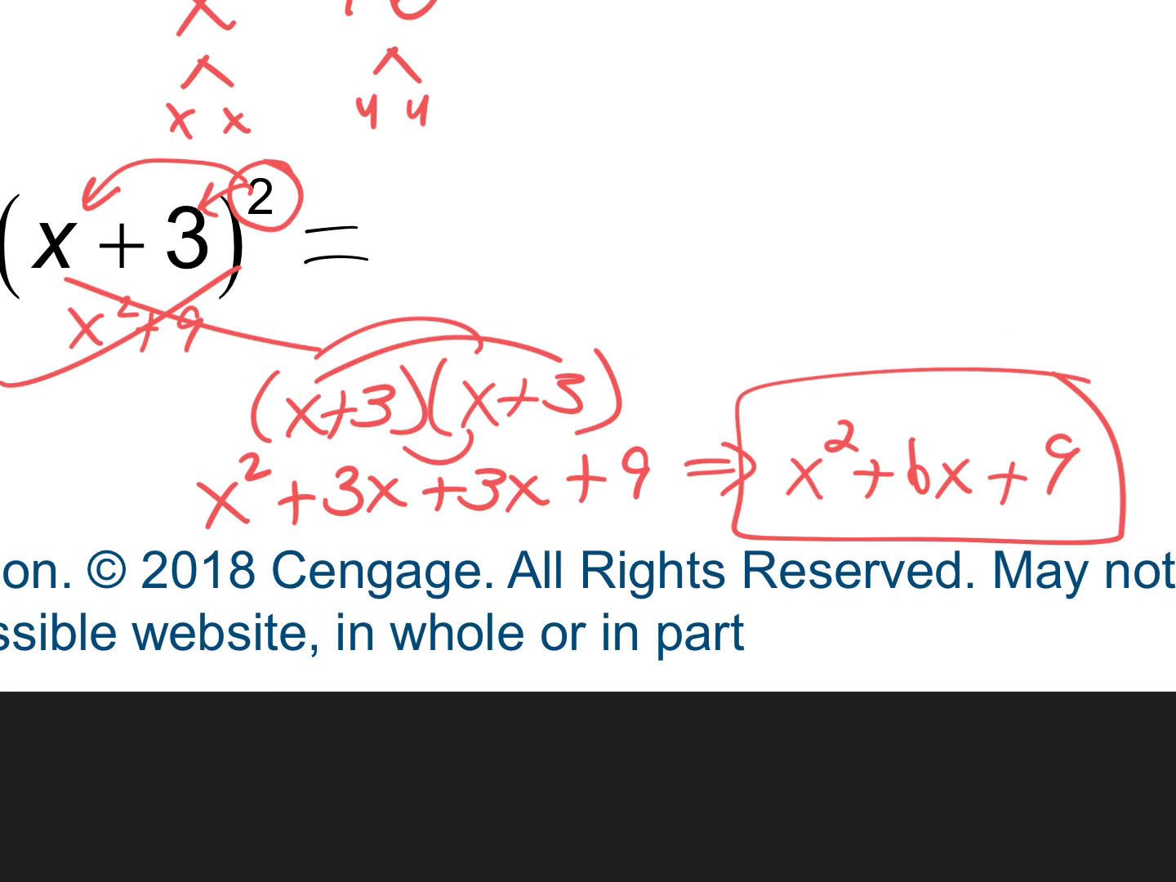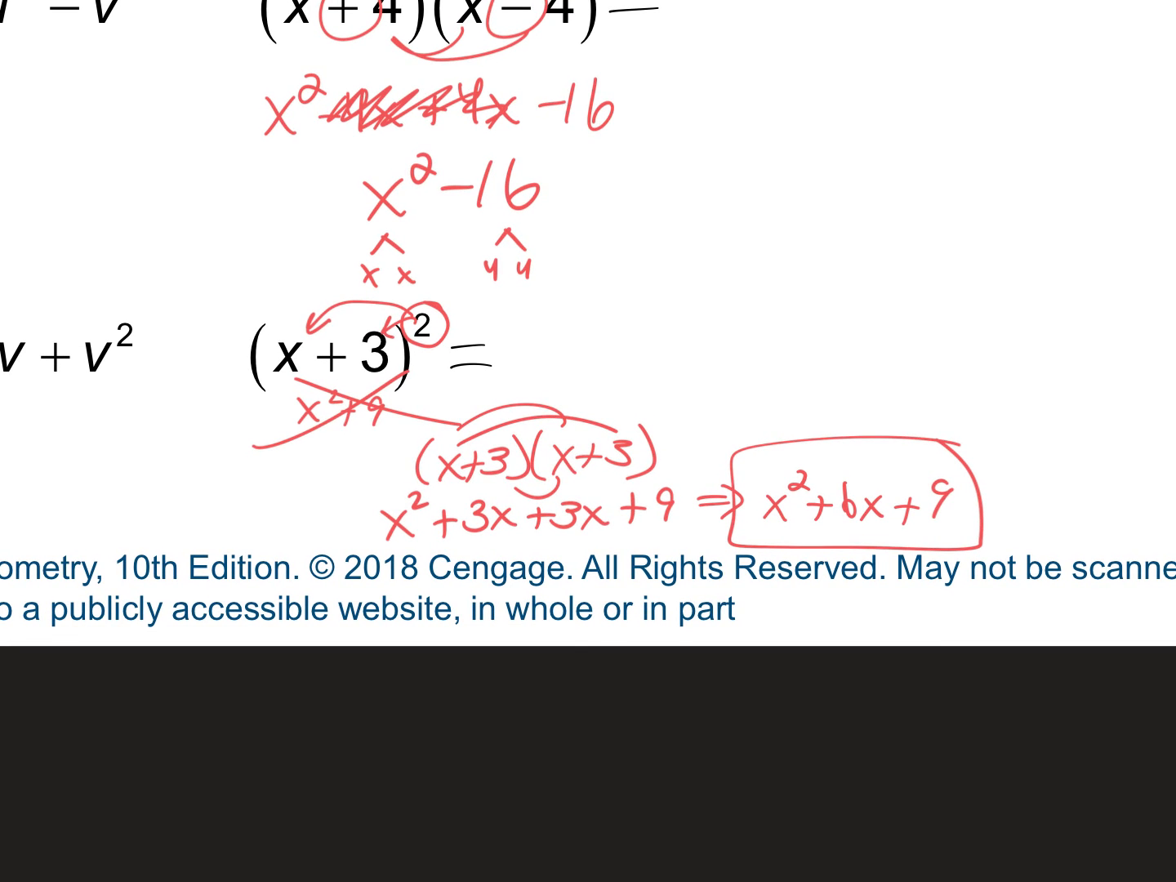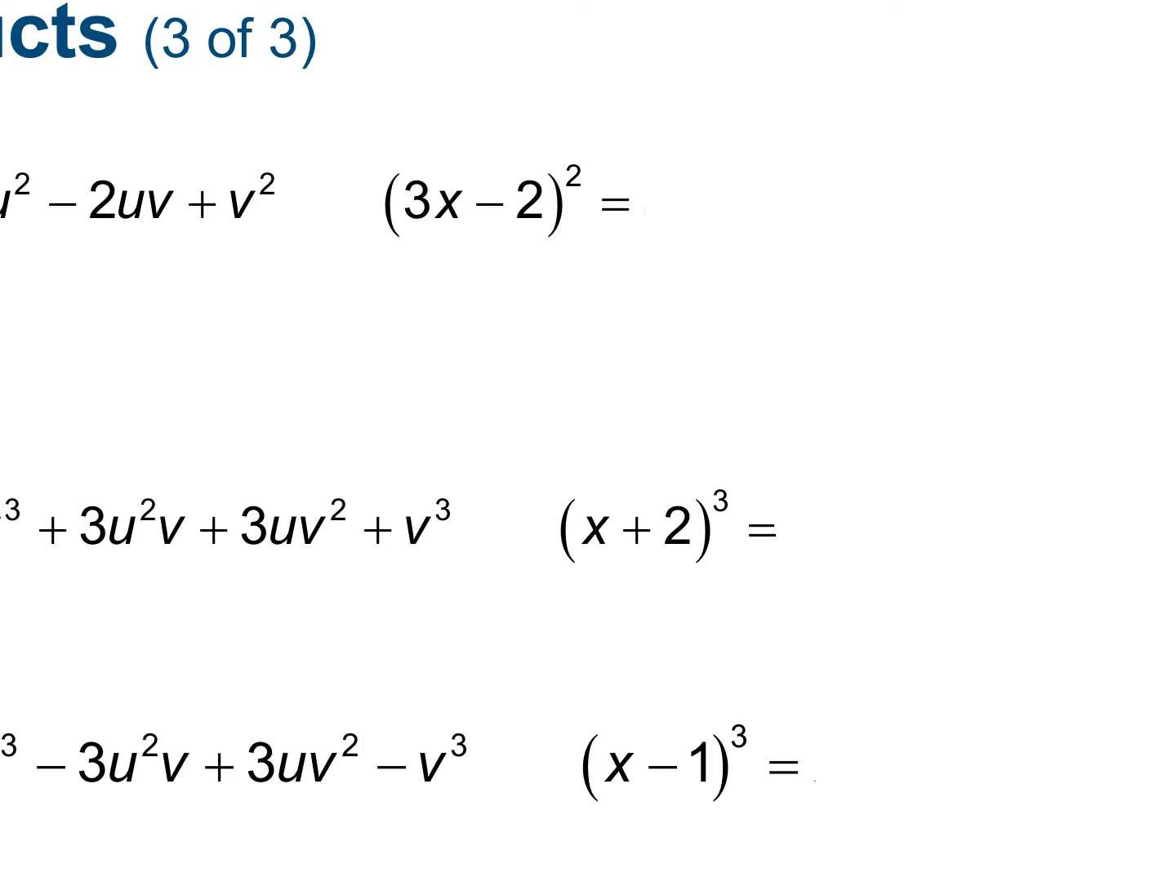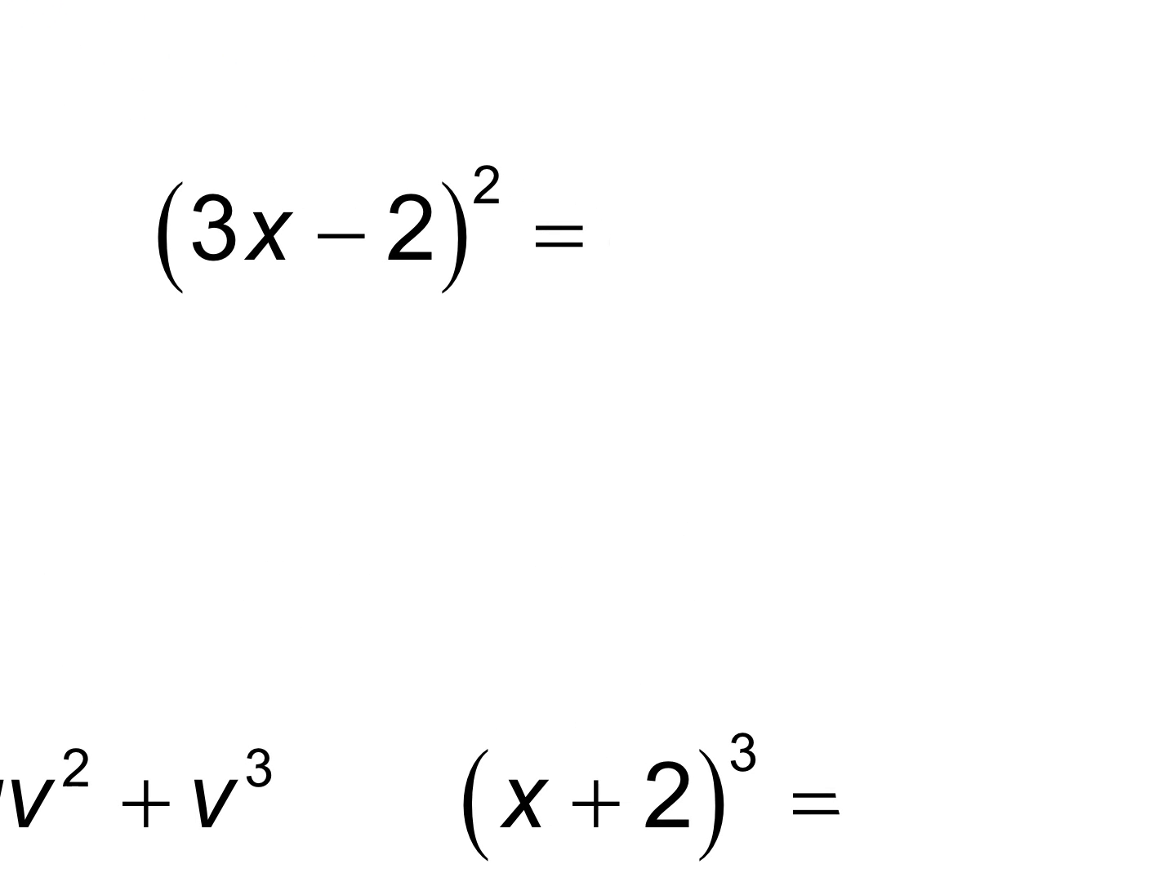If it was raised to the 3rd power, that means how many parentheses do you have? 3. You write out all 3 and you FOIL it. It's a little messy, but nothing you guys can't do. All right, we're going to look at something like that now. What does this say? 3x minus 2 quantity squared. If I'm asking you to multiply that, what are you guys writing down?